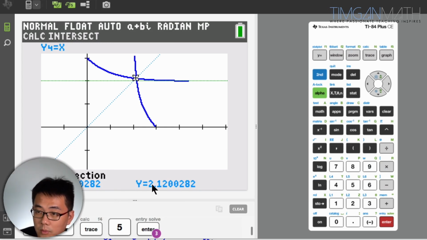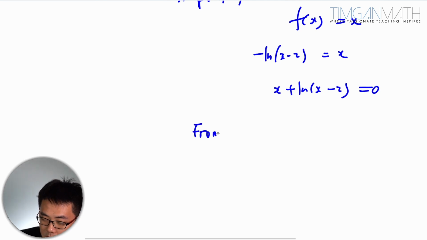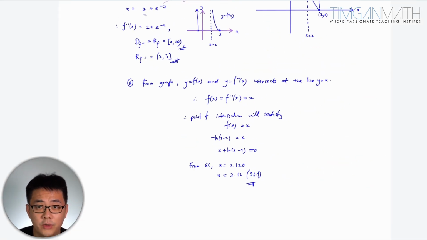So it's 2.120 from GC. From GC, x equals 2.120, 2.12 to 3 SF. Okay, so that's how I do this question here proficiently.